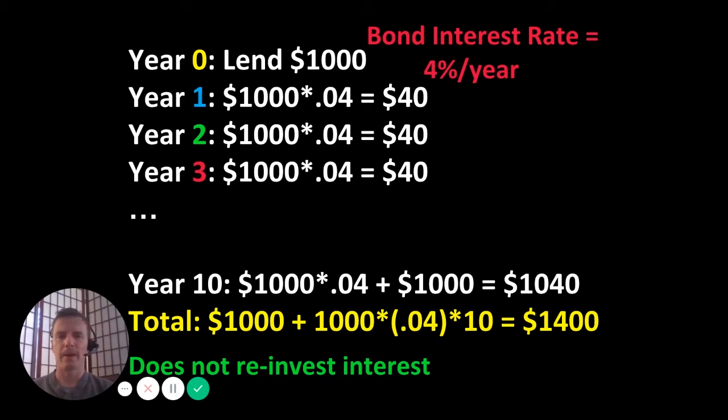And this is a special case that I'll call your attention to, where the interest is not being reinvested. In other words, in year 1, when we earn $40, we are then stuffing that $40 in the mattress. We're not reinvesting it in another bond or some other investment vehicle.